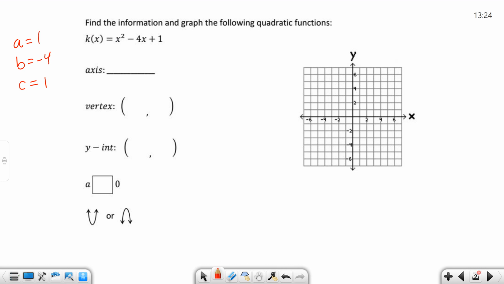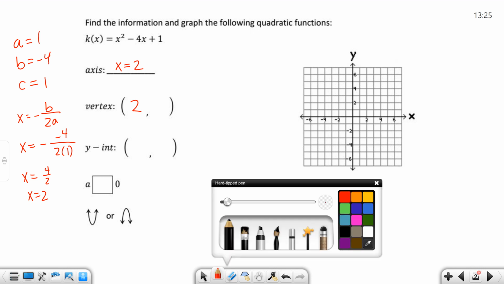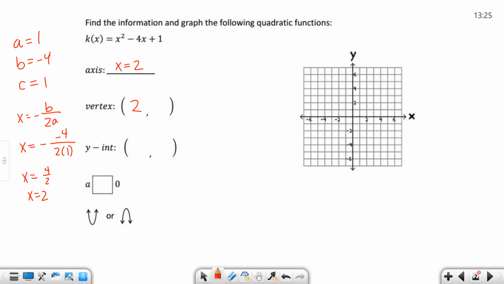For the axis of symmetry, x equals -b over 2a. So x equals the negative of -4 over 2 times 1. Two negatives make a positive, so 4 over 2, so x equals 2. The 2 is the x value of the vertex, I should say. 2 is not the vertex. And the axis of symmetry is x equals 2. So that is this dotted line right here on x equals 2. Somewhere on that dotted line there's a vertex, because that's the x value.